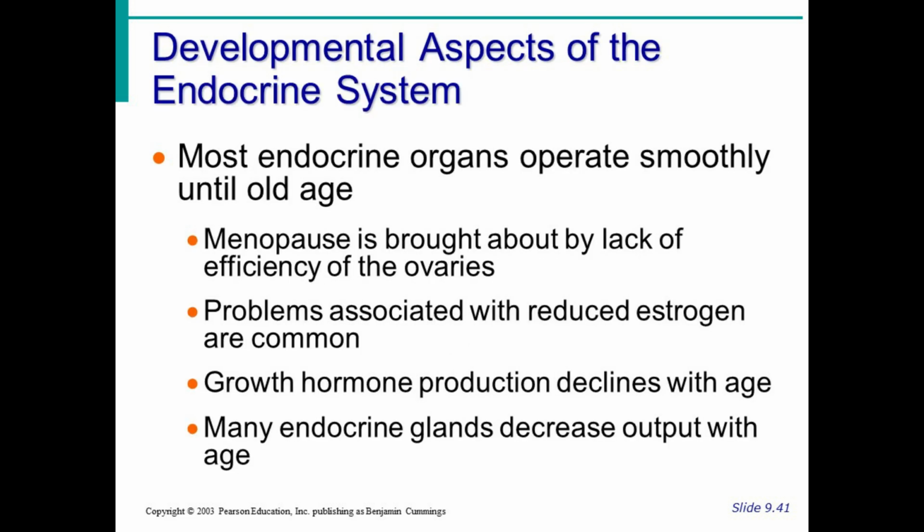So for the developmental aspect of the endocrine system, most endocrine organs operate smoothly until old age. So menopause is brought about by lack of efficiency of the ovaries. And problems associated with reduced estrogens are common, like mood swings, and growth hormone production declines with age. Many endocrine glands decrease output with age.